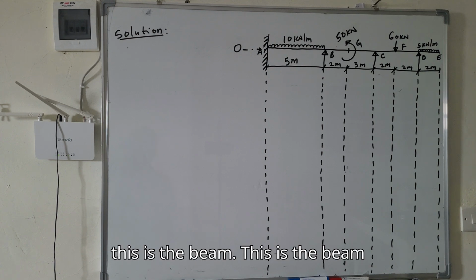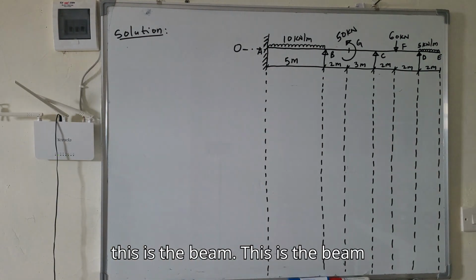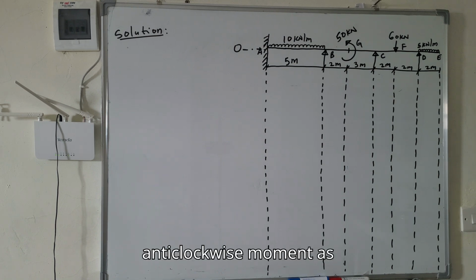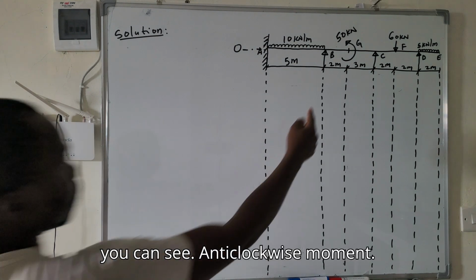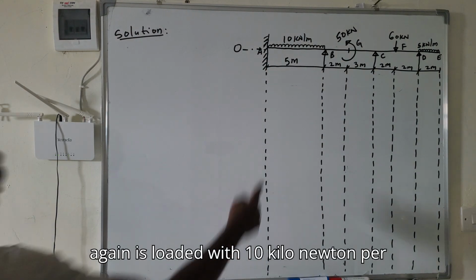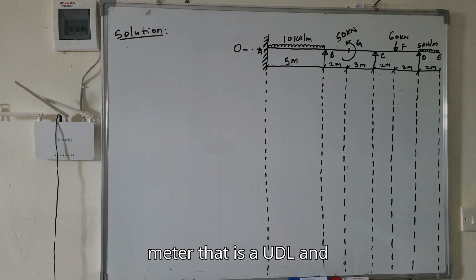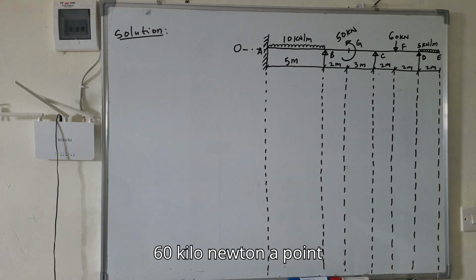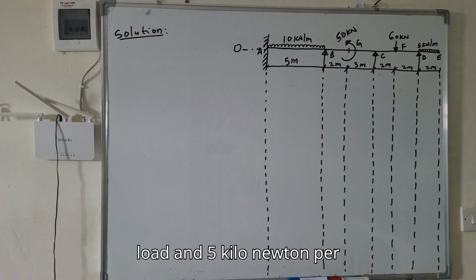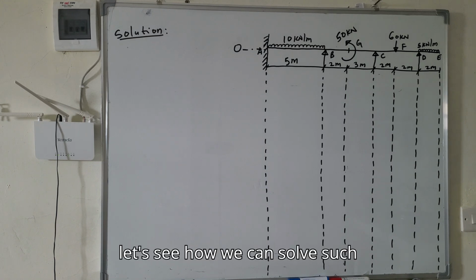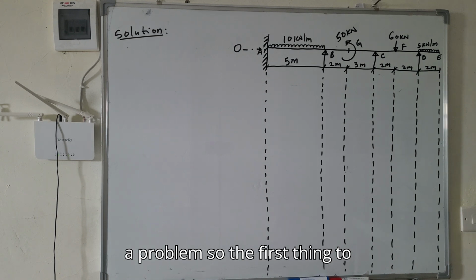So, this is the beam. The beam is subjected to an anticlockwise moment, as you can see. Anticlockwise moment again, it is loaded with 10 kilonewton per meter, that is a UDL, and a 60 kilonewton point load, and 5 kilonewton per meter at the far end. So let's see how we can solve such a problem.